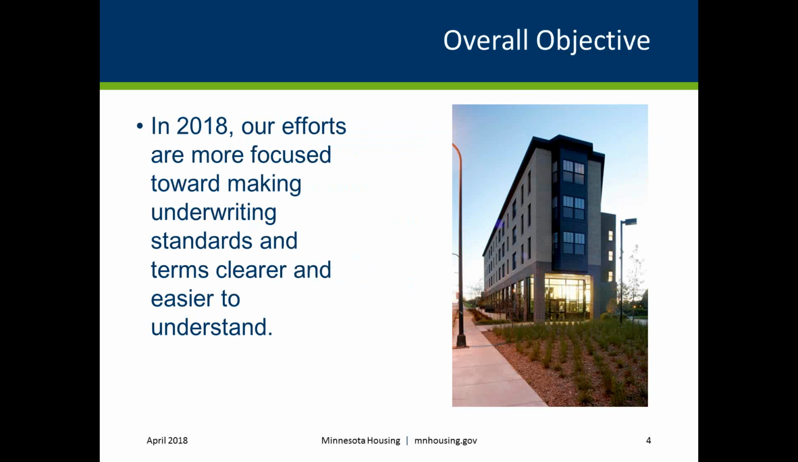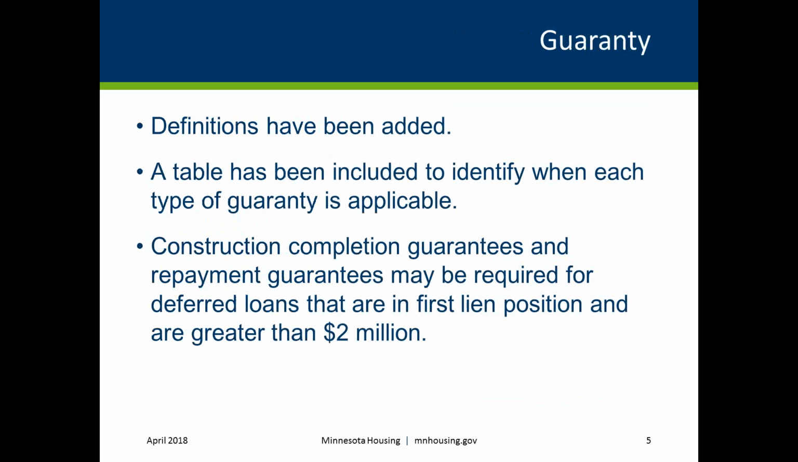After making several significant changes to the multifamily underwriting standards in 2017, which were largely related to underwriting our first mortgage products, our efforts in 2018 are focused more toward making the underwriting standards in terms clearer and easier to understand. The guarantee section has been revised to provide clarification and additional guidance around our guarantee requirements. We added definitions as well as included a table that more clearly identifies when each type of guarantee is applicable.